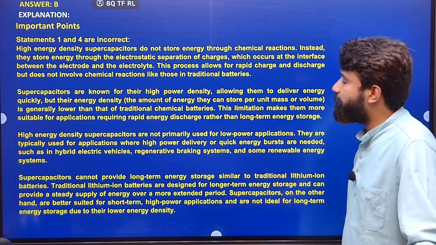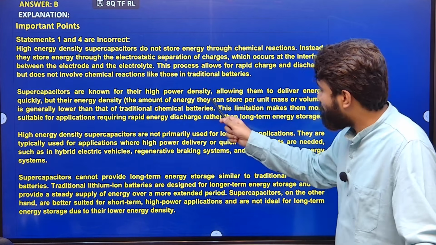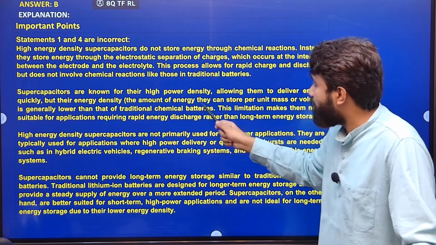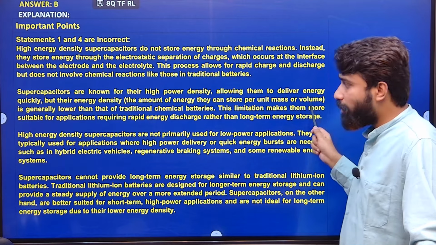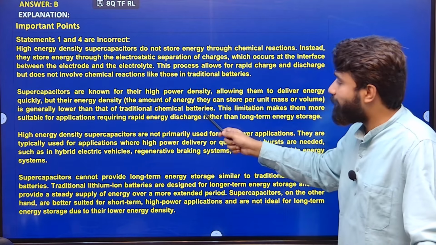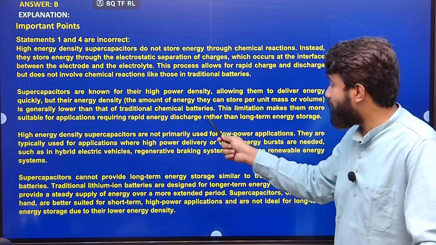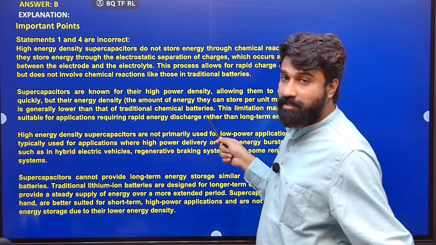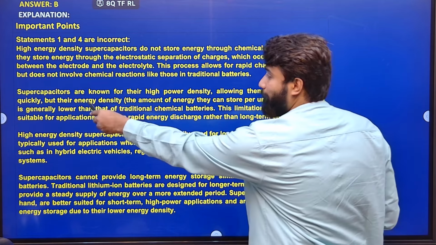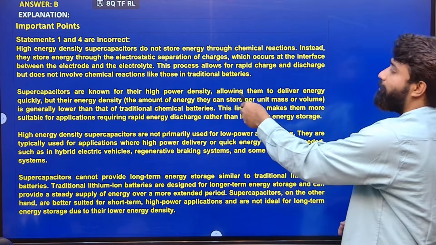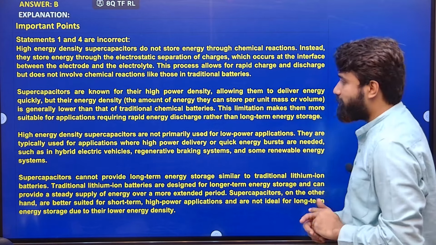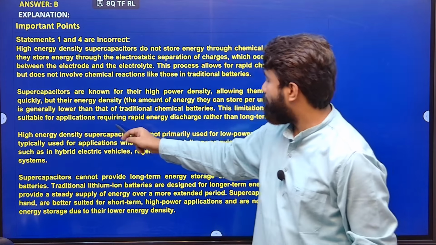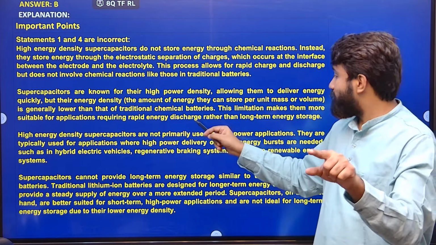Supercapacitors are known for their high power density, allowing them to deliver energy quickly, but their energy density, the amount of energy they can store per unit mass or volume, is generally lower than that of traditional chemical batteries. Please kindly remember this statement here. Their energy density is generally lower than that of traditional chemical batteries. However, supercapacitors are known for their high power density. This limitation makes them more suitable for applications requiring rapid energy discharge rather than long term energy storage.